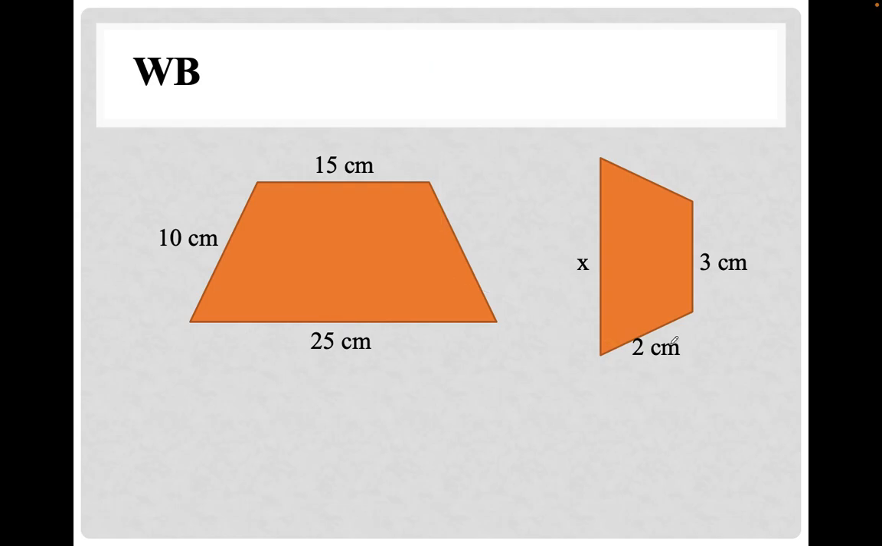Take a moment to try this example. In this example, x is 5 centimeters because this shape B is 5 times smaller. Doesn't look like it, but based on the measurements, it's 5 times smaller than shape A.